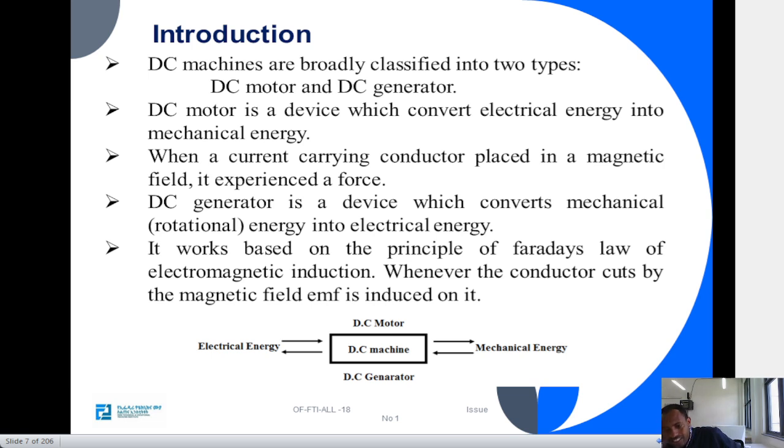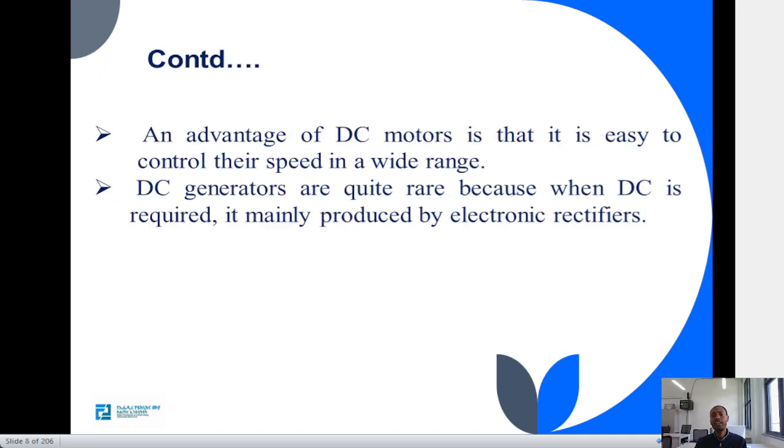Therefore, when we say DC machine, we mean either a DC generator or a motor, and these machines convert electrical energy into mechanical energy and mechanical into electrical energy. The main advantage of a DC motor is that it is easy to control its speed over a wide range. This may raise the question of why we need DC motors, because there are a number of AC machines, or AC motors, out there. The main advantage of using a DC motor is that it is easy to control the speed.